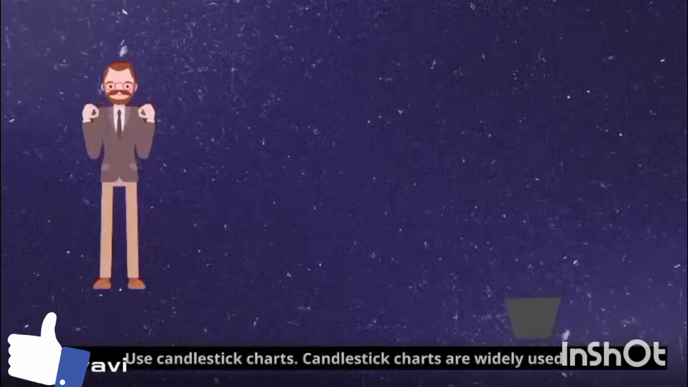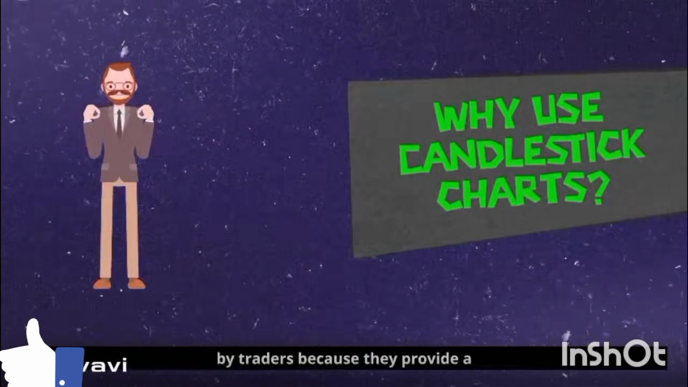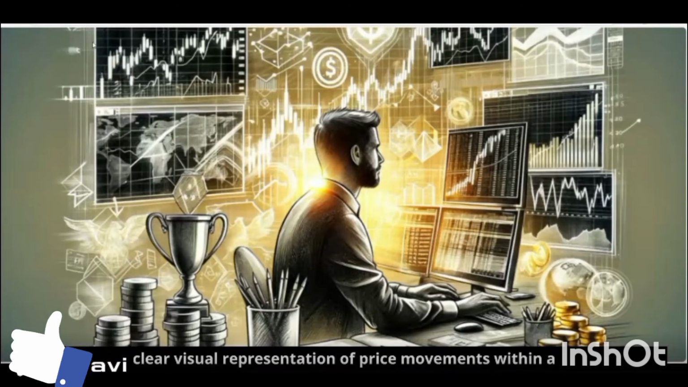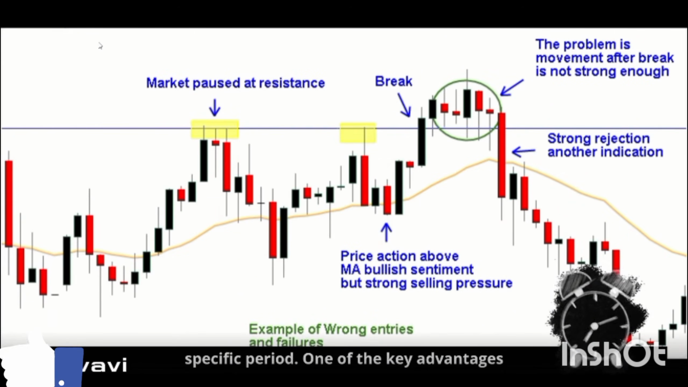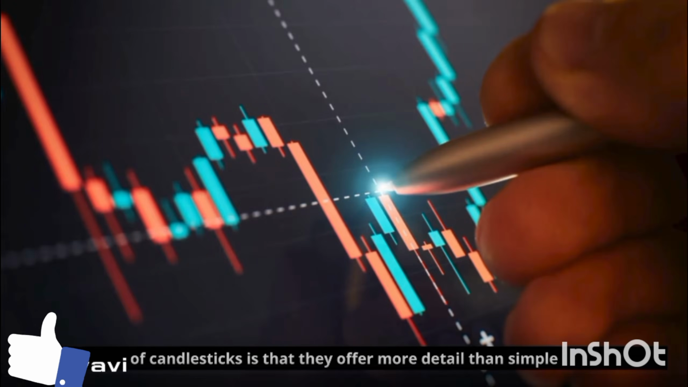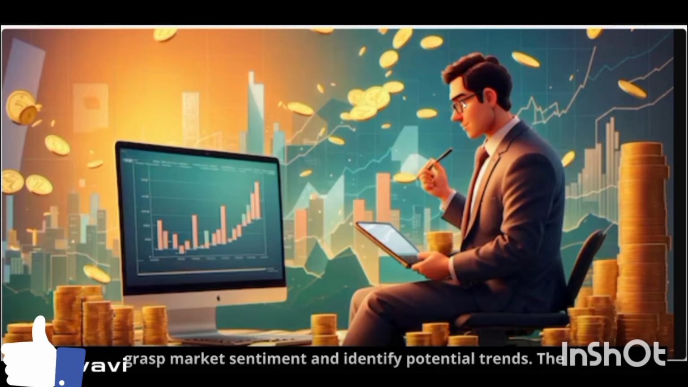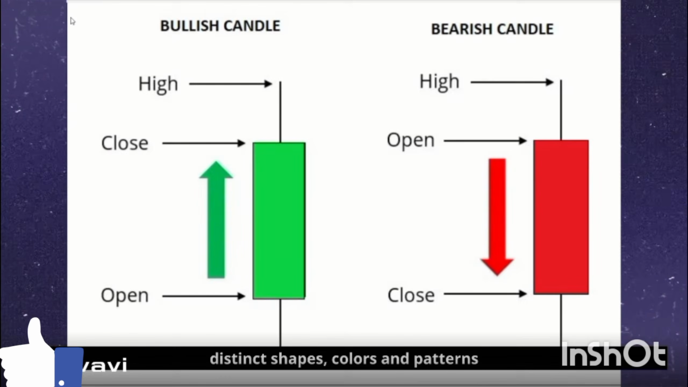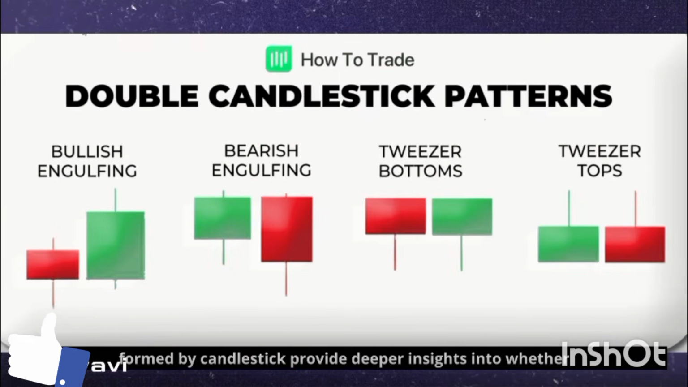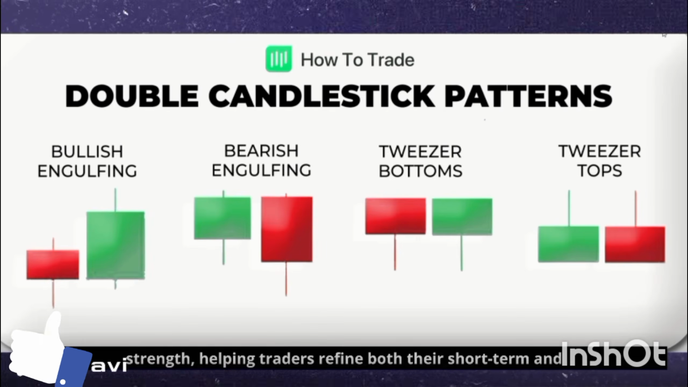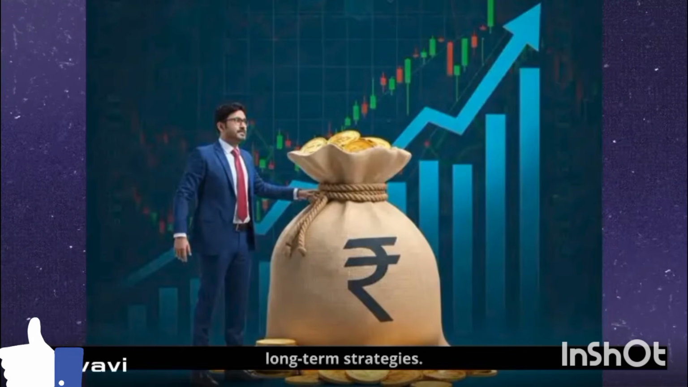Why use candlestick charts? Candlestick charts are widely used by traders because they provide a clear visual representation of price movements within a specific period. One of the key advantages of candlesticks is that they offer more detail than simple line charts, allowing traders to quickly grasp market sentiment and identify potential trends. The distinct shapes, colors, and patterns formed by candlesticks provide deeper insights into whether an asset is in a bullish or bearish trend, helping traders refine both their short-term and long-term strategies.